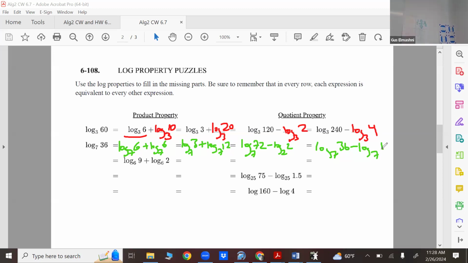Because 7 to what power gets me 1? 7 to the... yeah, always think like this, right? This raised to 0 gets me this. Remember, what does this really mean? It's 1 equals 7 to the 0 power. That's all that it means. So yeah, that makes sense.